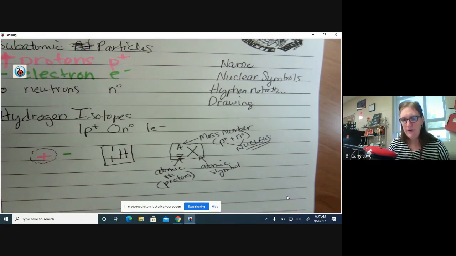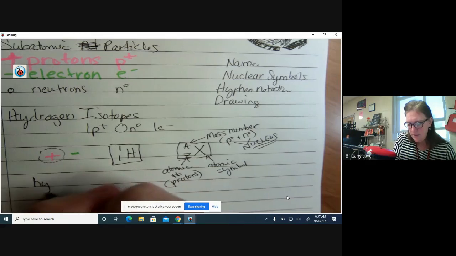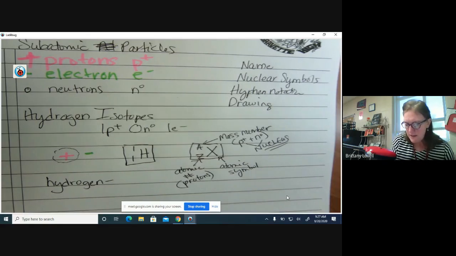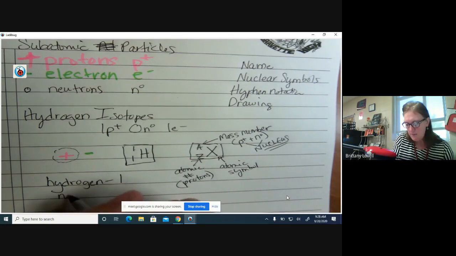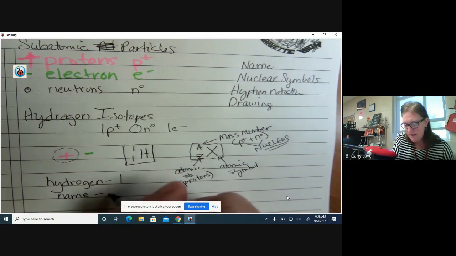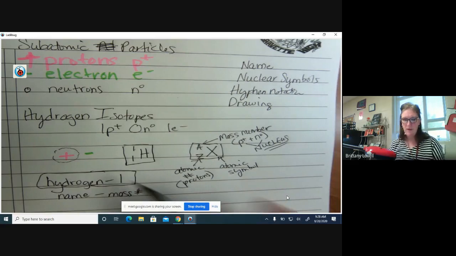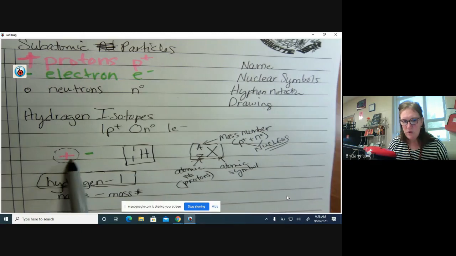All right. Next, we have hyphen notation. So how do you do a hyphen notation for this isotope? Well, for this isotope, you would write down the name, hydrogen, and then hyphen, you put the mass number. So the mass number on this one is just 1. So hyphen notation is just the name of the element, hyphen the mass number. That's hyphen notation. Okay? All right. And then we did the drawing, right? You just have to know that protons and neutrons go in the center. Electrons just go outside the nucleus. That's all I want you to draw today when you're drawing these things out.